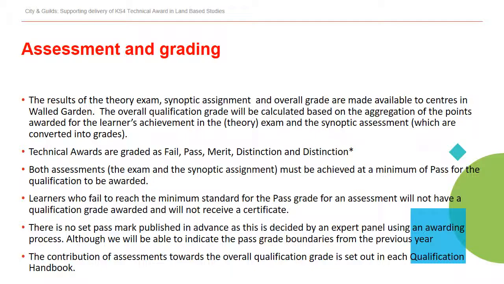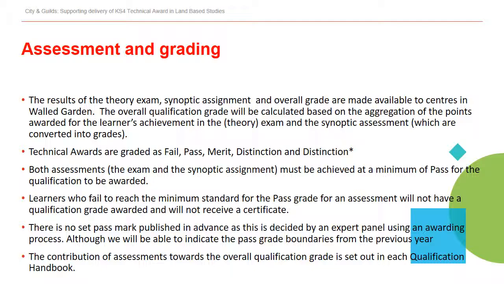The technical awards are graded as fail, pass, merit, distinction, and distinction star is taken midway from the top 10% of learners achieving a distinction. Both assessments, which means the exam and the synoptic assignment, must be achieved at a minimum of a pass before the qualification can be awarded.